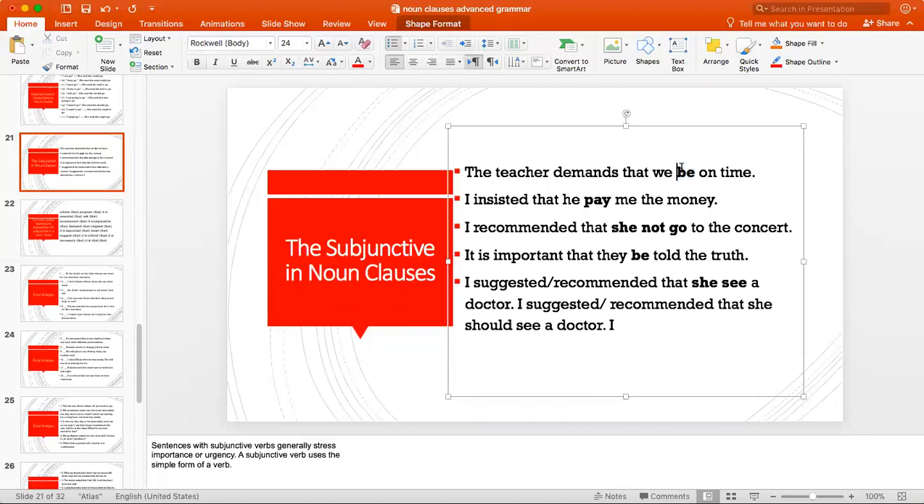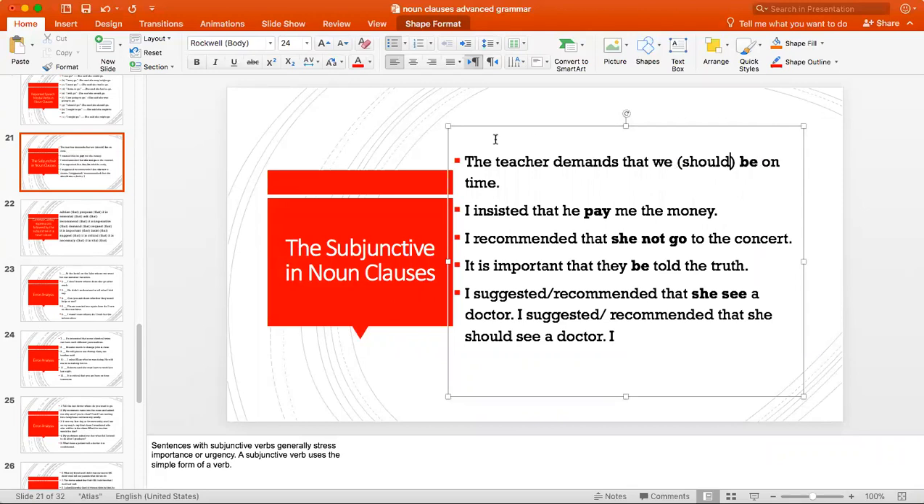Now, this is basically a subjunctive case or mood in the noun clauses because we use certain verbs and expressions. I'll show you the most common list later on. So the sentence in British English could be the teacher demands that we should be on time. So basically, there is a deleted should here. That's why in the subjunctive mood case, we use the infinitive because again, we assume that there is a should deleted here. This is very important in American English.